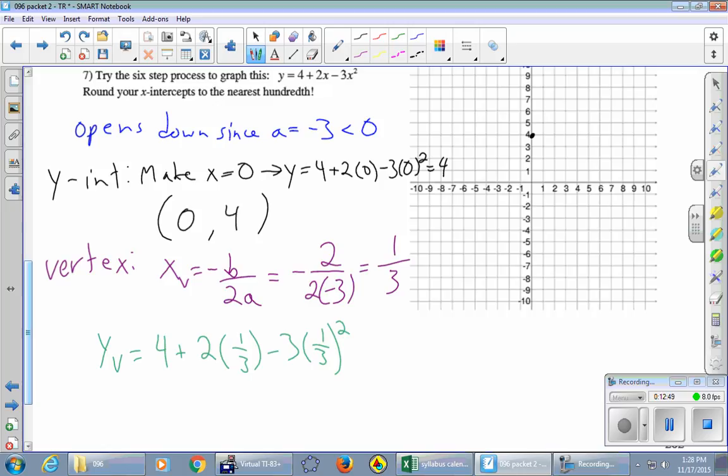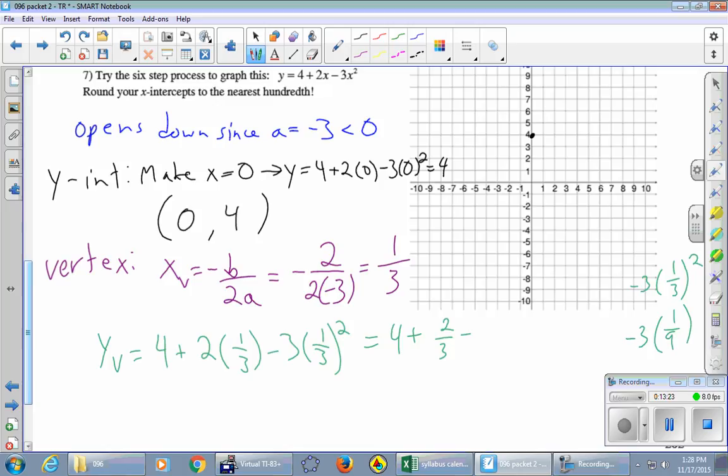Okay, so we're going to crunch all this together. Let's see if we can do this without a calculator. This equals 4 plus 2 times 1/3 is 2/3, multiplying across, minus. Okay, so we'll do this on the side here. Negative 3 times 1/3 squared. All right, so 1/3 squared is really 1/9.